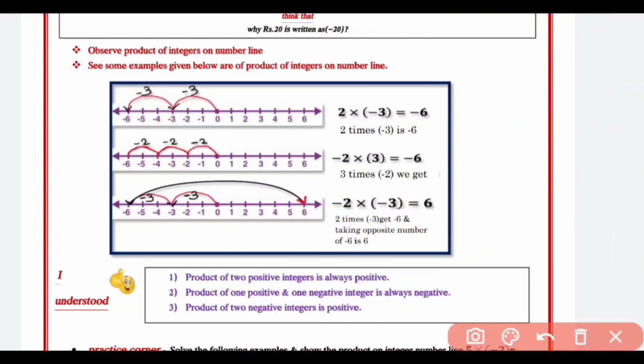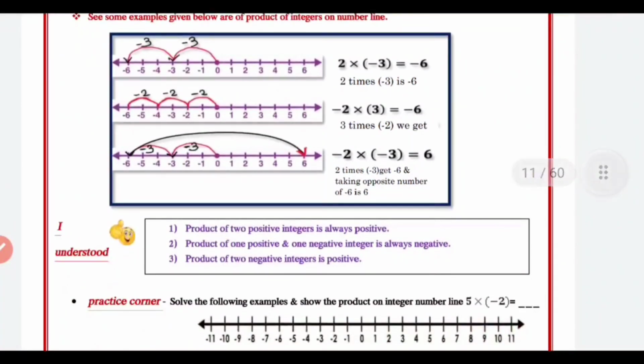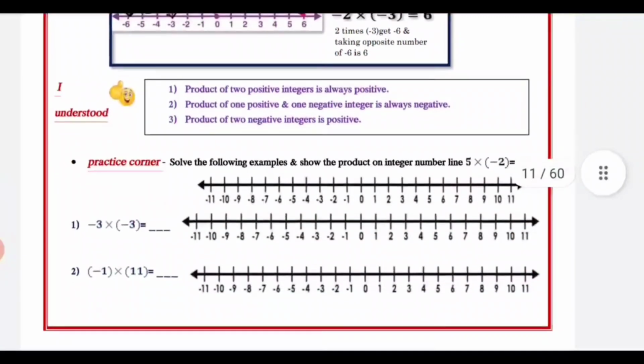One more thing we have to remember is that product of two positive integers is always positive, product of one positive and one negative integer is always negative, and product of two negative integers is positive. So just now I have shown this by using signs. Now we have to solve these practice corners in our notebook.